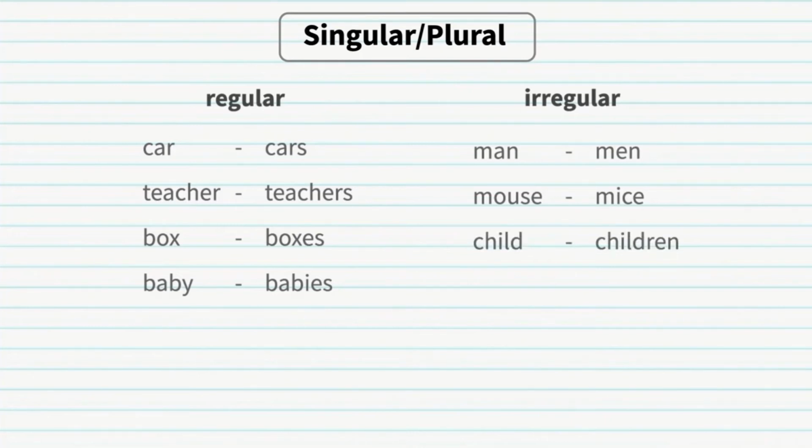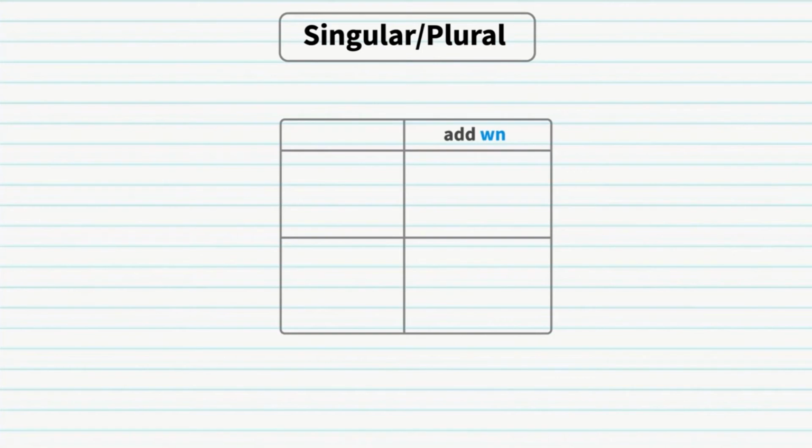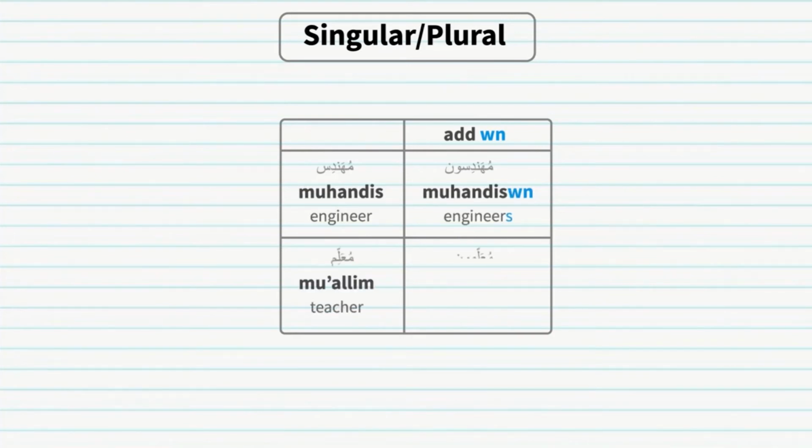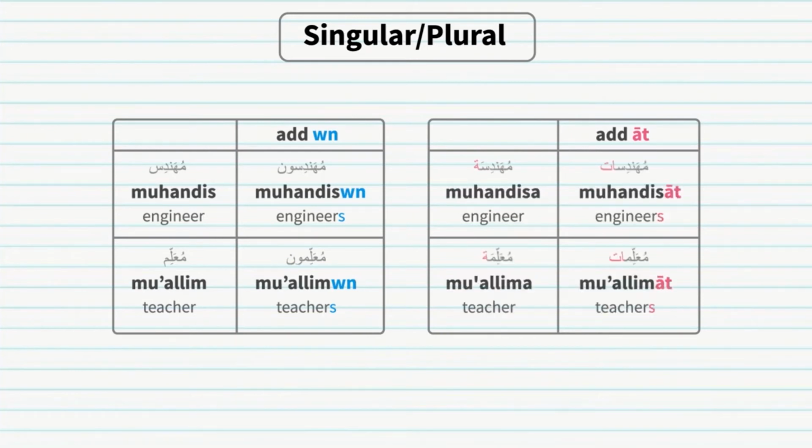In Arabic language, there are also sound or regular plurals and broken, irregular plurals. The sound or regular plurals. By simply adding un at the end of a sound masculine noun, we can make it plural. For example, muhandis, muhandisun, muallim, muallimun. Similar to the previous one, by simply adding at at the end of a feminine word and removing the ta marbuta, we will get a sound plural feminine noun. For example, muhandisa, muhandisat, muallima, muallimat.